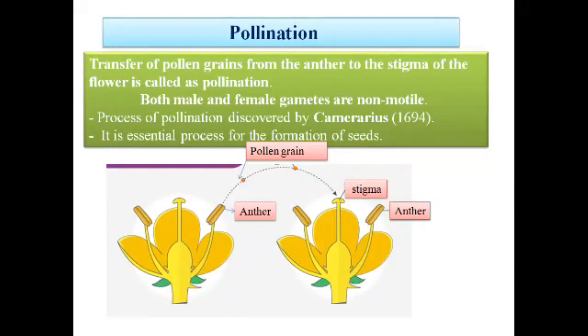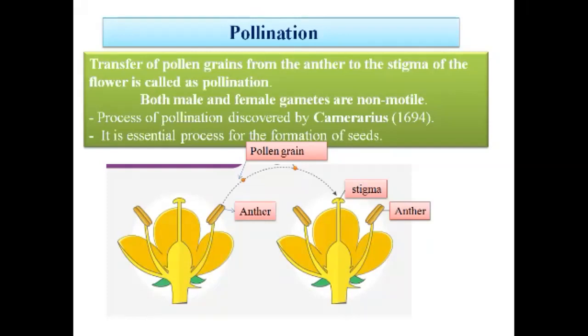Transfer of pollen grains from anther to stigma of the flower is called pollination. Pollination means transfer of pollen grains from anther to stigma of flower.